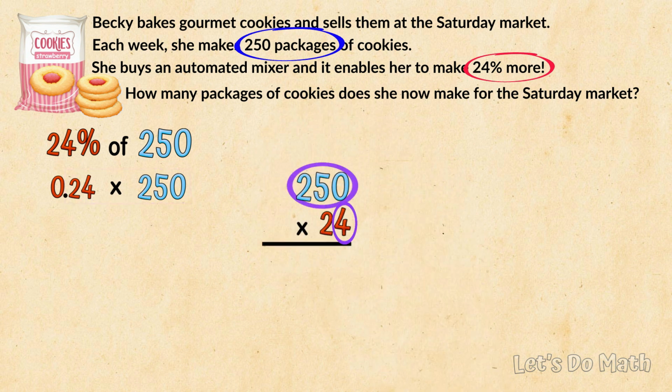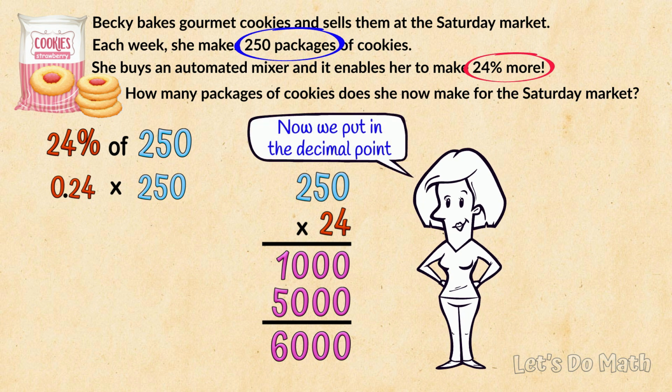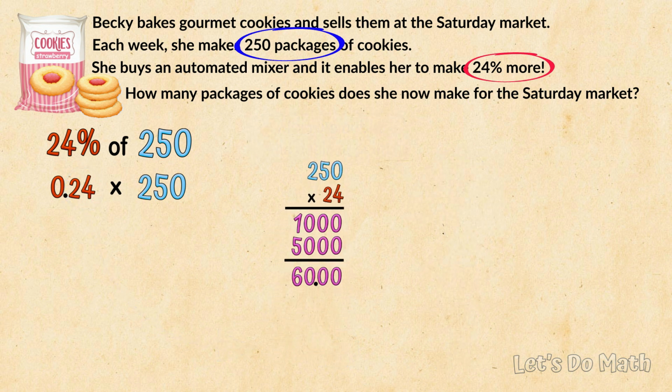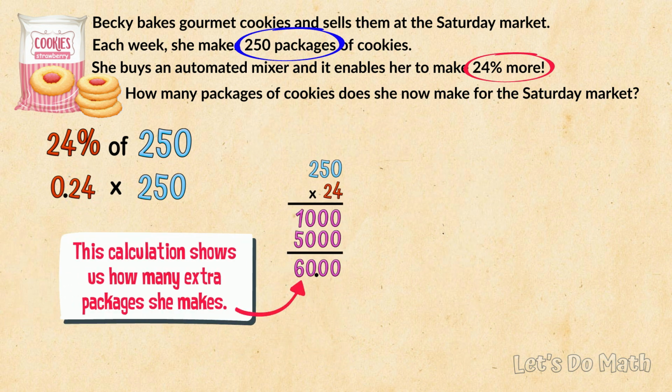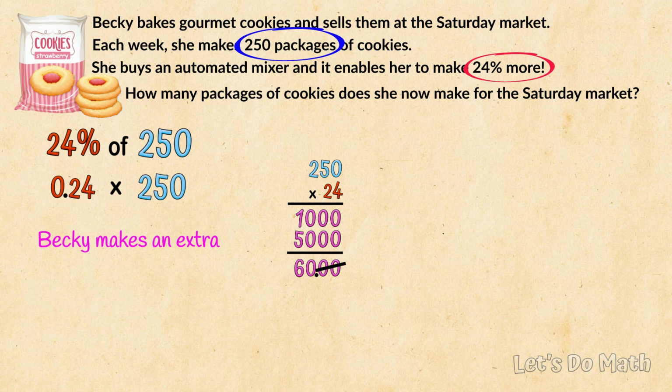4 times 250 is 1,000, and now we're multiplying the tens column. Put in a 0. 2 times 250 is 500. Add them up, nice and easy. Now we put in the decimal point. 2 decimal figures in the problem, 2 decimal figures in the answer. This calculation shows us how many extra packages she makes, a whole number quantity, so these zeros after the decimal point can go. Becky makes an extra 60 packages of cookies.